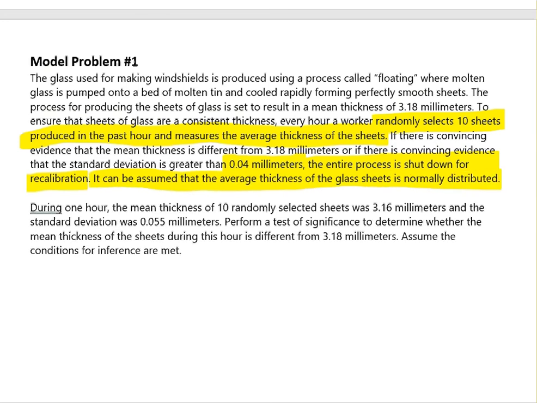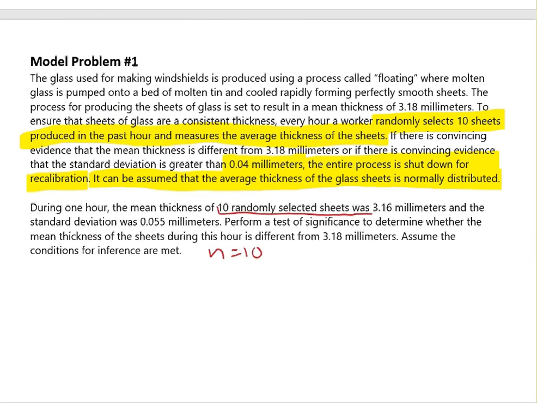Now this is important because you don't want to stop your production line if you're trying to make something to earn money, because that loses you money. So during 1 hour, the mean thickness of 10 randomly selected sheets, so if I'm reading this for details, my n is going to be equal to 10.